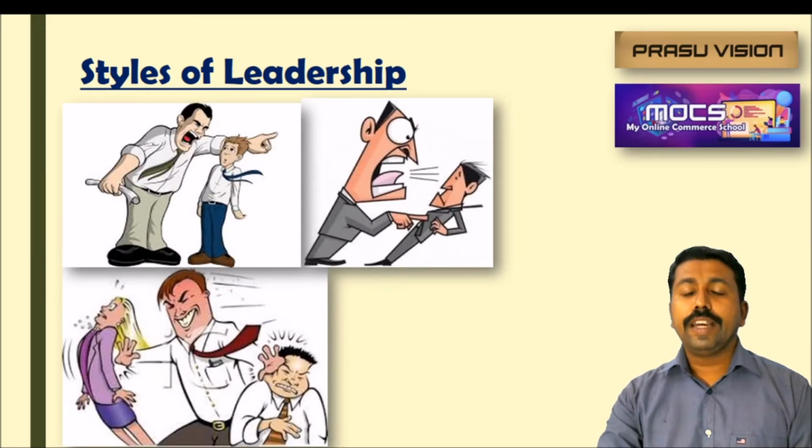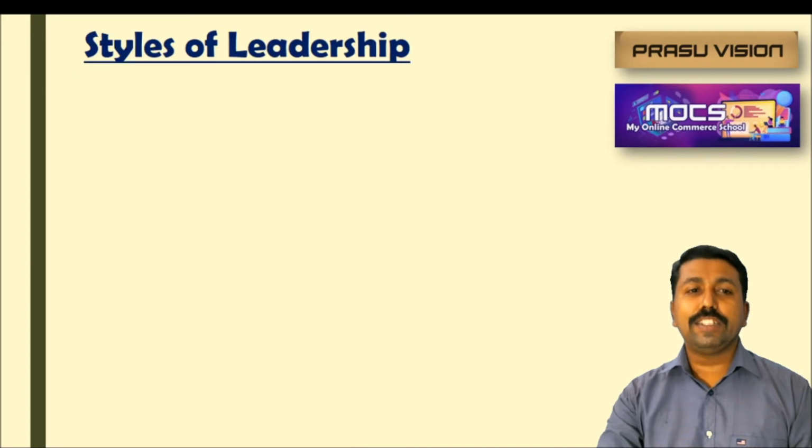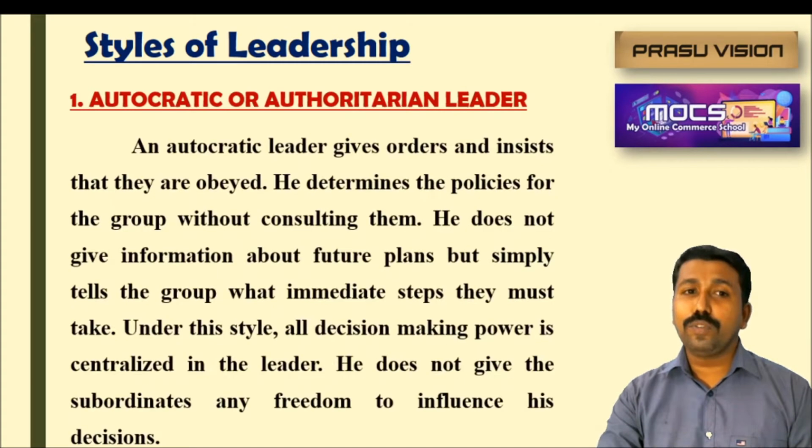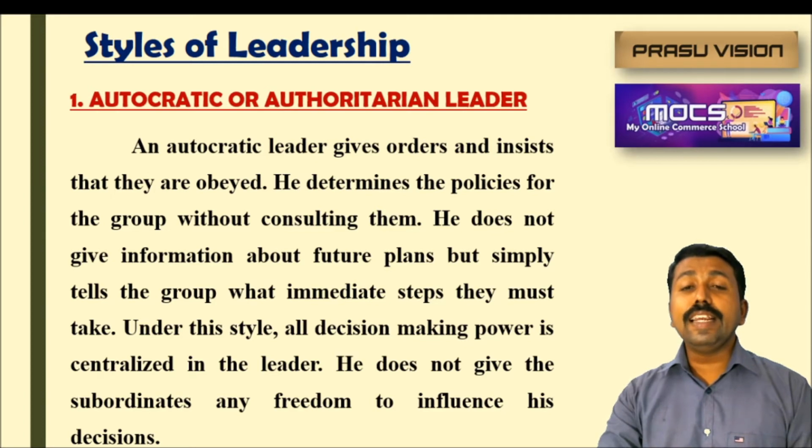So we have to learn the first style of leadership, that is the autocratic or authoritarian leader. Just remember the name Adolf Hitler. An autocratic leader gives orders to the subordinates and insists that they are obeyed. They will never mind the mentality and feelings of subordinates. They will give orders and make them obey. The autocratic leader determines the policy for the group without consulting them.